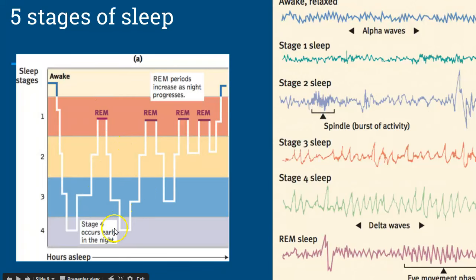Now notice that your stage 4, your deep sleep, occurs early in the night, where your REM sleep increases closer to when you actually wake up. A lot of times if you remember your dreams, that's because you were in REM sleep. Maybe you got woken up in this section right here. But naturally, you should experience your deep sleep early on, and then lighter sleep more towards when you're supposed to wake up. That way you don't feel so groggy.